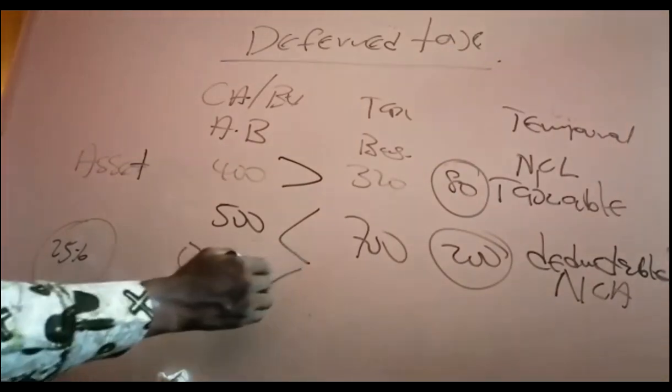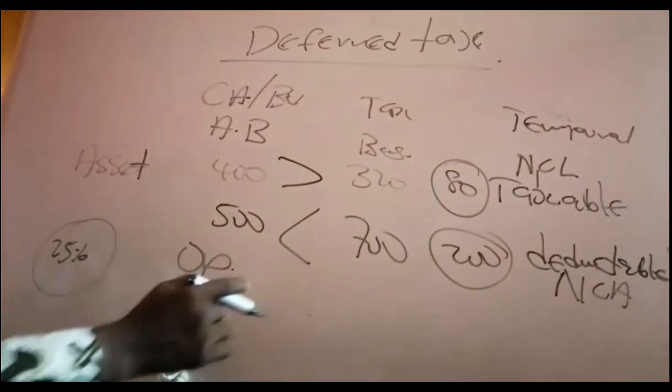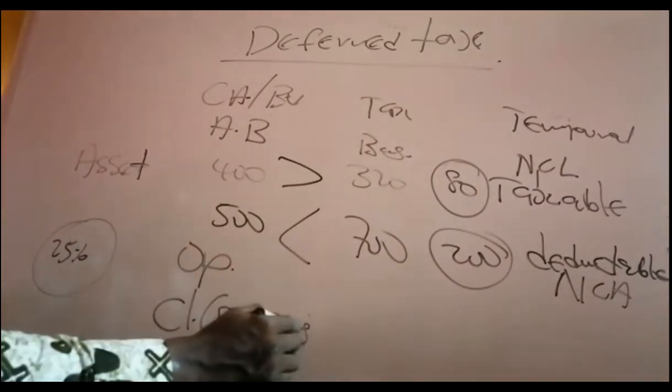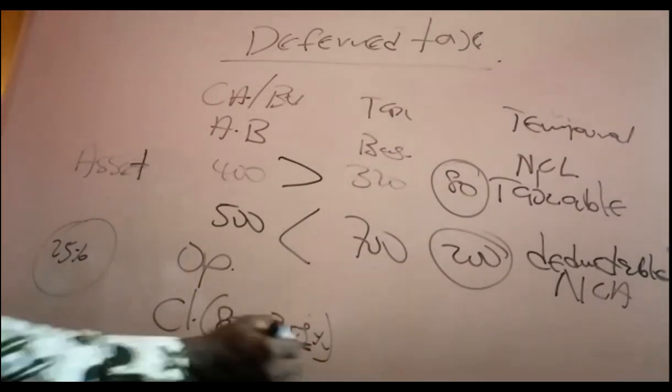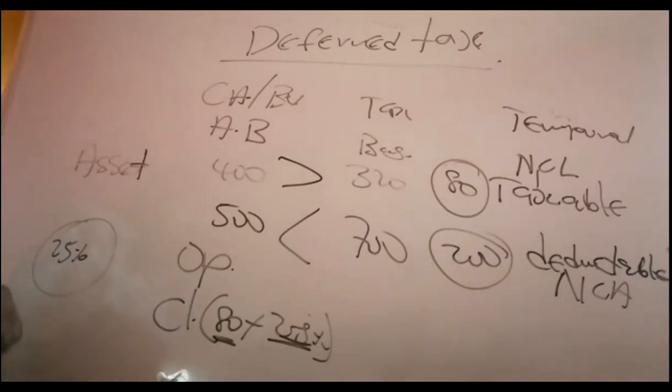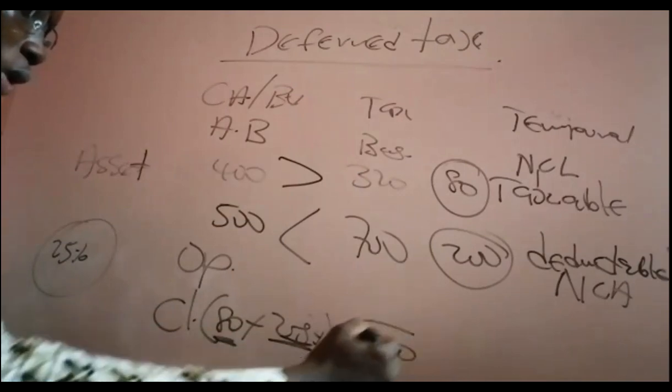So I'll tell the examiner that the opening balance of the deferred tax is so much. The closing balance is nothing but the 80 million times 25%, that's the deferred tax provision at the end of the year. What I'll be getting is the tax rate times the temporal difference. You are done. So 80 times 0.25 should give us 20. Therefore, the deferred tax provision is 20, and that's the closing balance.